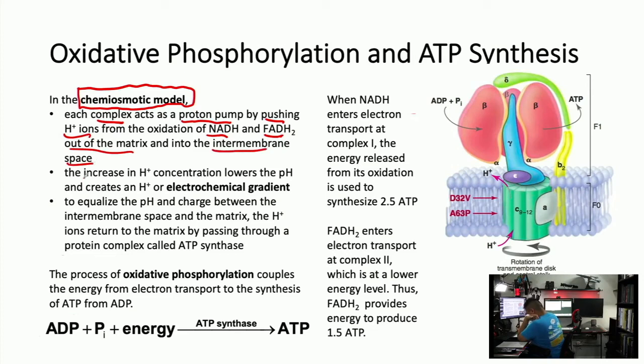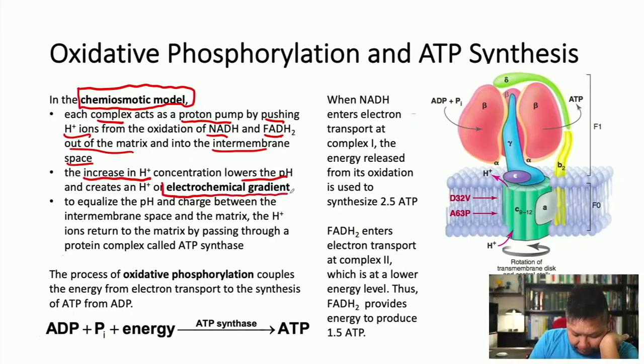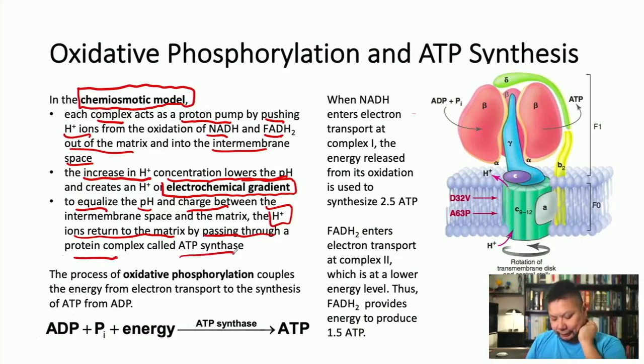And as I was saying before, it increases the proton concentration, which lowers the pH, and causes this phrase that I want you to remember, an electrochemical gradient. To equalize that pH and a charge between the intermembrane space and the matrix, the protons are then returned to the matrix, right, by passing through a protein complex called ATP synthase, right? And when that happens, a process called oxidative phosphorylation occurs.